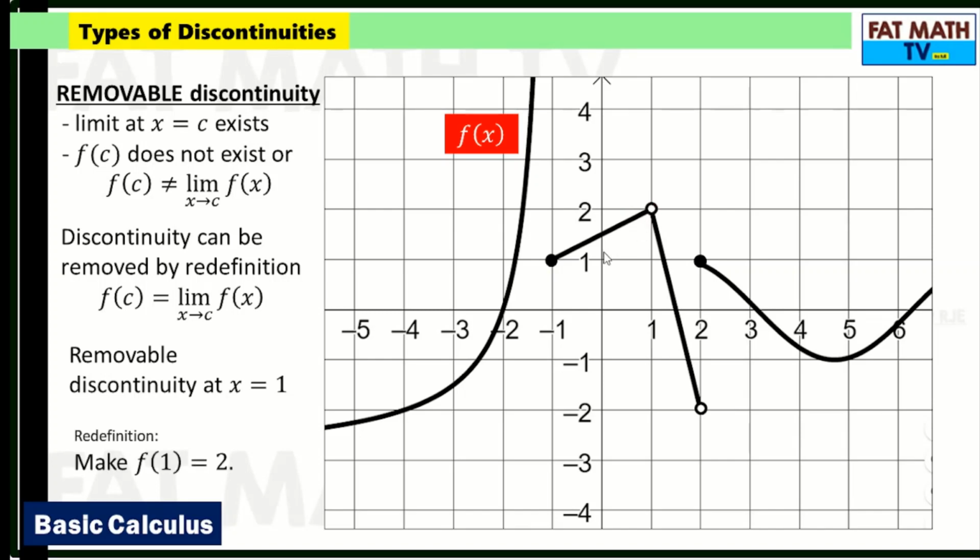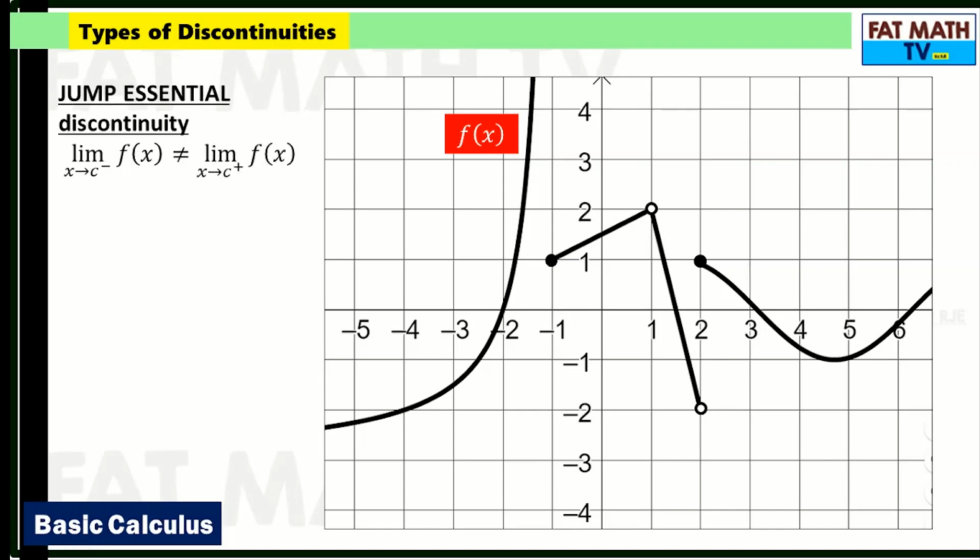Since this has a hole, we can redefine this function and make f of 1 be equal to 2. So if f of 1 is equal to 2, that means when x is 1, y is 2. And on the hole, we will put a solid circle. So this time, the discontinuity is removed. That's why it's removable. So no more discontinuity. It is remedied by making f of 1 equal to 2. That is why it's called the removable discontinuity.